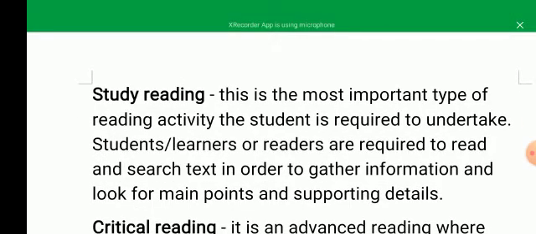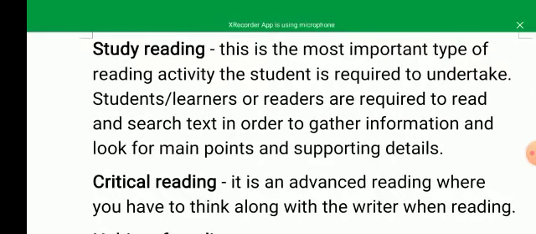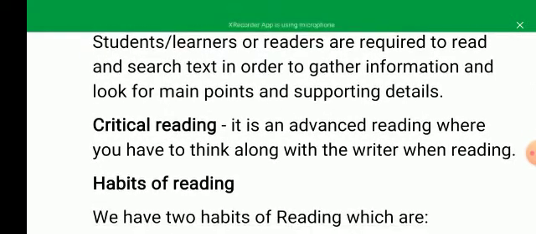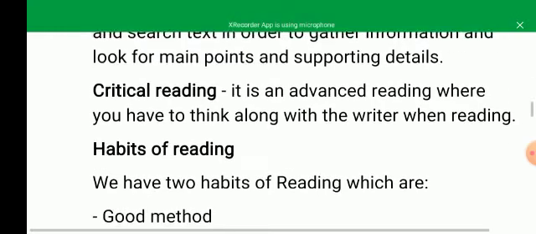This is the most important type of reading activity the student is required to undertake. Students or learners or readers are required to read and search texts in order to gather information and look for main points and supporting details. Yes, you can read it by yourself too. Then the other one is critical reading. You get involved in it. You can combine these acts together.